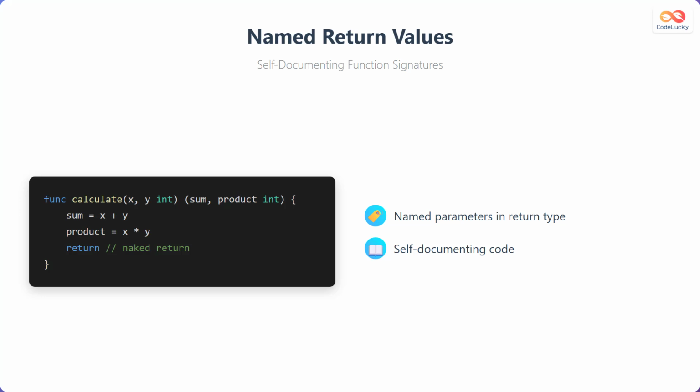At the end of the function, we can use a naked return statement, which automatically returns the current values of the named return variables. This approach is particularly beneficial for functions with multiple return values of the same type, as it clearly indicates what each returned value represents without requiring comments.